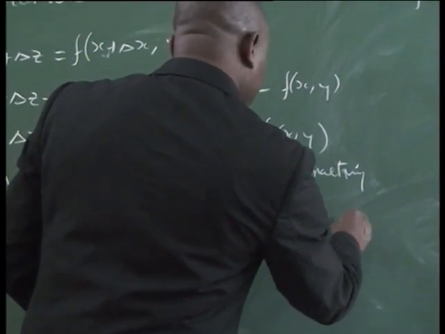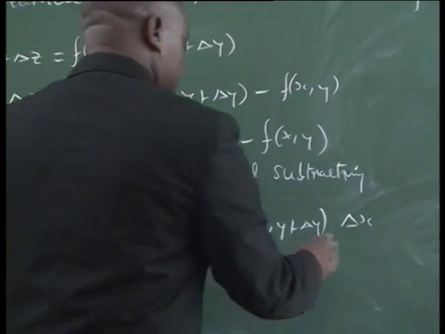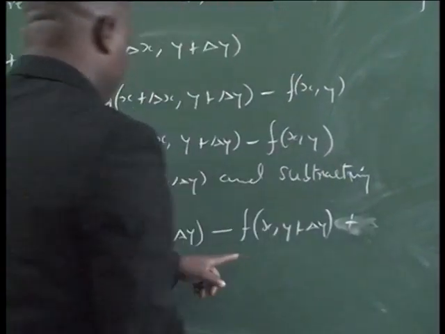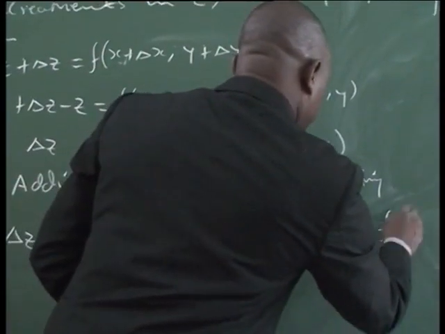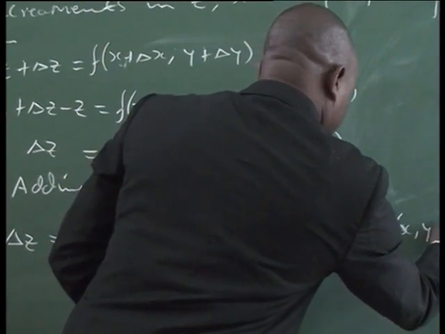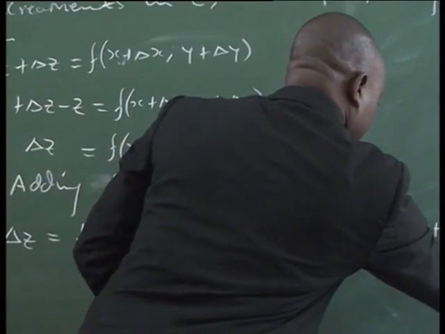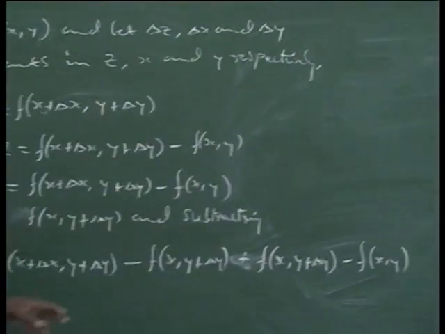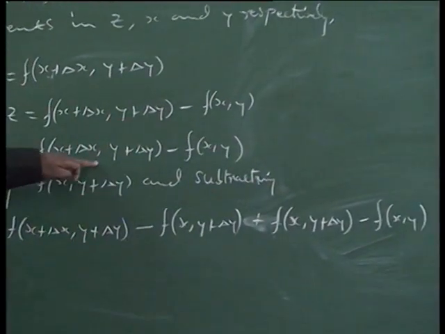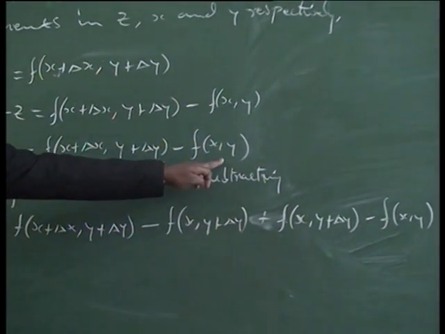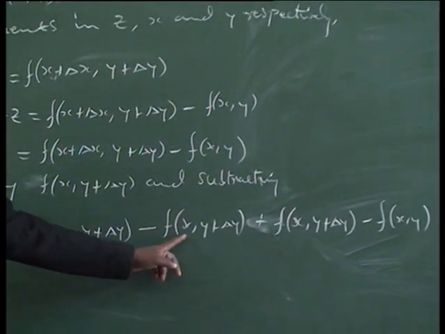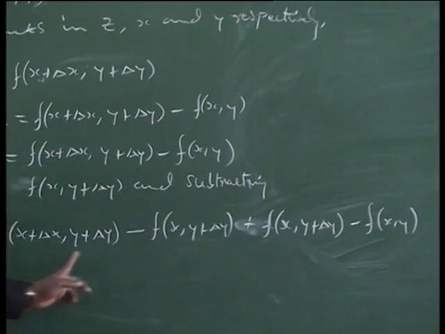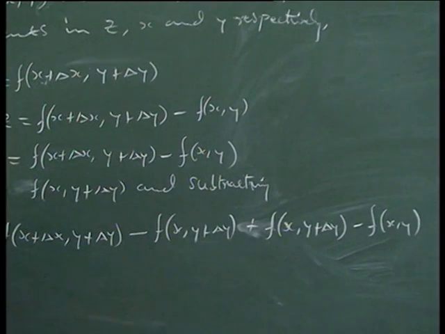So, let me have that change in x, plus f of x, y plus change in y, minus f of x, y. See what I'm trying to say? In this place, I'm subtracting f of x, y and also adding it. So if you add this to this, it becomes 0. You get back this place.